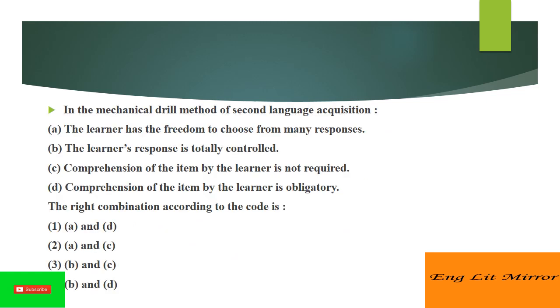In the mechanical drill method of second language acquisition, A. The learner has the freedom to choose from many responses. B. The learner's response is totally controlled. C. Comprehension of the item by the learner is not required. D. Comprehension of the item by the learner is obligatory. The right combination according to the code is, answer is option 3, B and C.